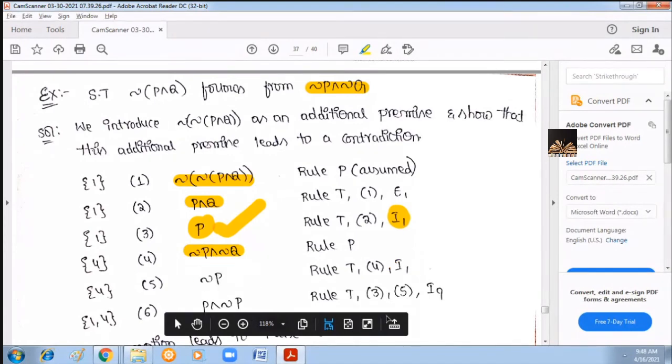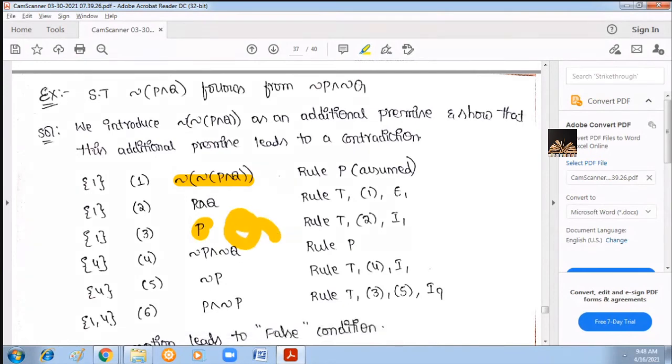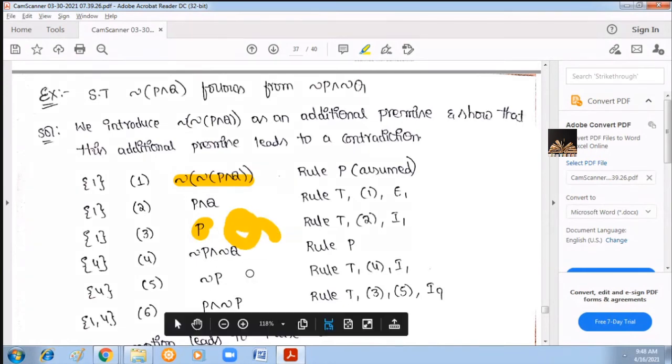In another way you can do this also. Here, instead of P, you can imply Q from this P and Q. Similarly, from this you can also imply negation Q. So from the fourth step you can imply negation Q, and you can also combine the third step and the fifth step as Q and negation Q, which is false.